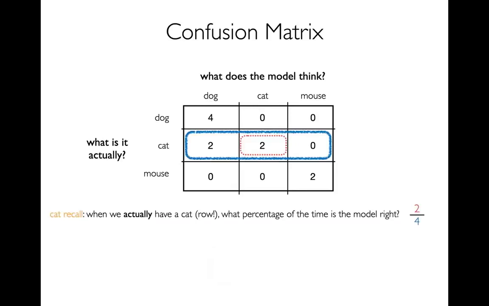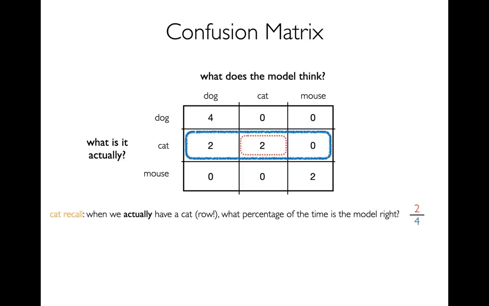So precision and recall, it turns out we can actually have these metrics for each class. So I'm going to have 6 different metrics here. I have dog recall, cat recall, mouse recall, and then similarly dog precision, cat precision, and mouse precision. I'm just going to look at a few of these.